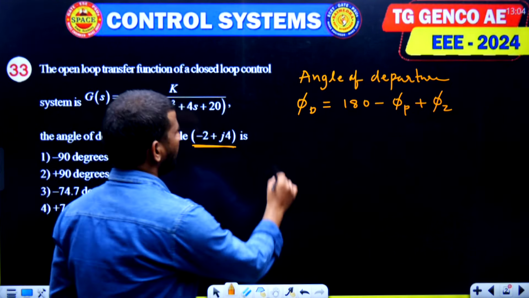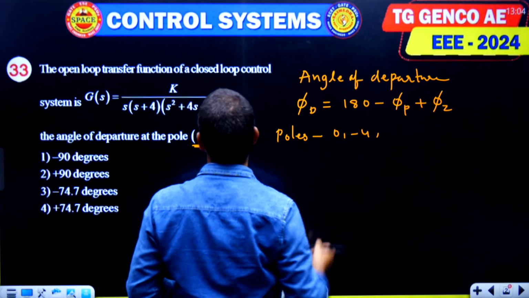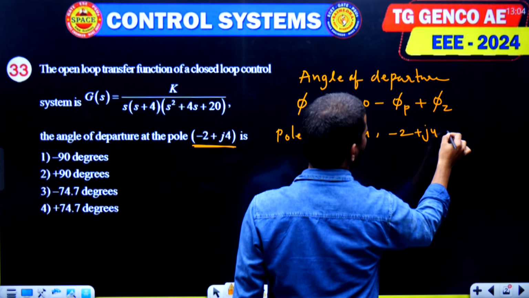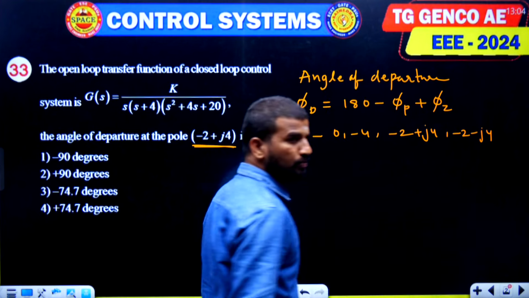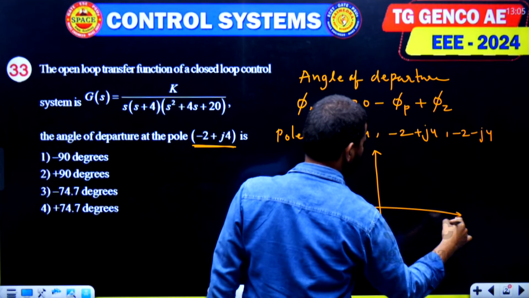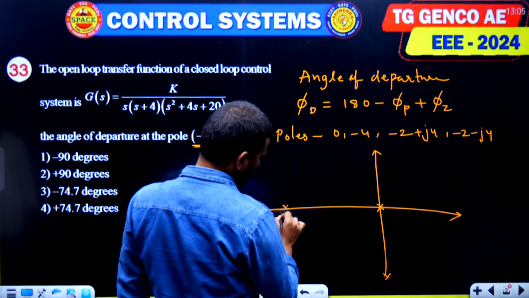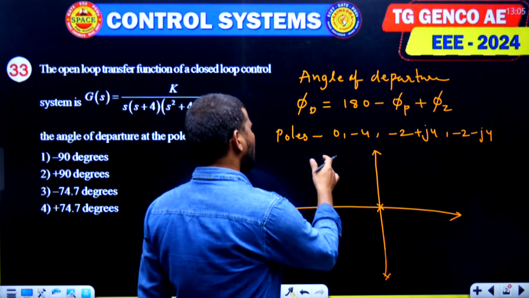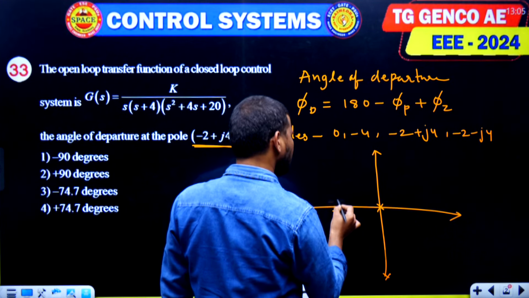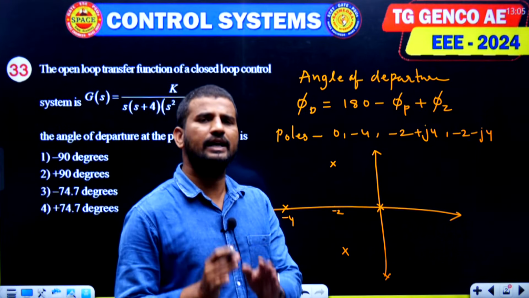The poles in the given question are 0, -4, -2+j4, and -2-j4. These are 4 poles with respect to this question. If I want to locate these poles in the plane, the real and imaginary axis, one pole is at the origin, one pole is at -4, and the other two poles are in the second and third quadrants, at -2, one in this position and one more in this position. These are 4 different poles according to the given question.